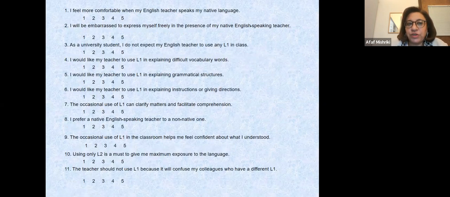This is the student questionnaire. It consisted of 11 items or 11 statements, and they had to respond to these statements. I will go over the ones where the results were significant or sometimes not what we actually expected. For example, I would like my teacher to use L1 in explaining grammatical structures. The occasional use of L1 in the classroom helped me feel confident about what I understood, or the teacher should not use L1 because it will confuse my colleagues who have a different L1.